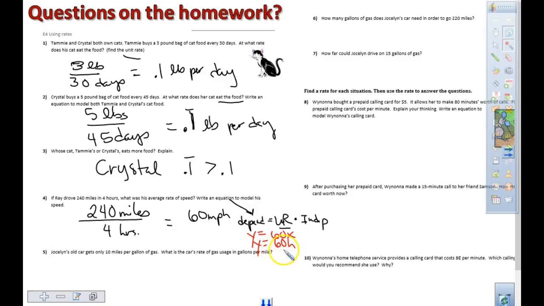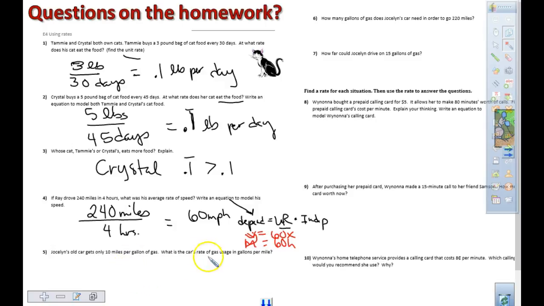But I just want you to be aware that when we're writing this equation, I either want it to be both y and x, or if you use hours, then you would want to use miles here, right? Does that make sense, the variables? Because we're talking about miles and hours, or we're talking about y and x, okay? Number 5.